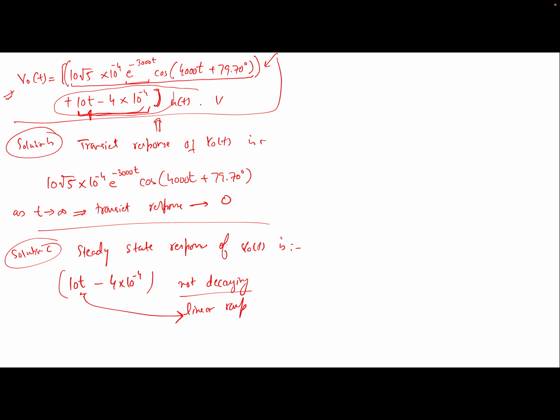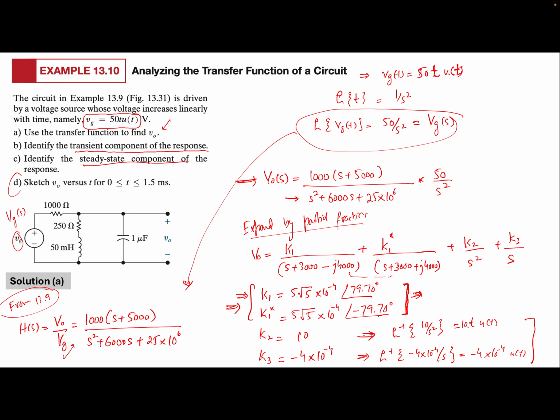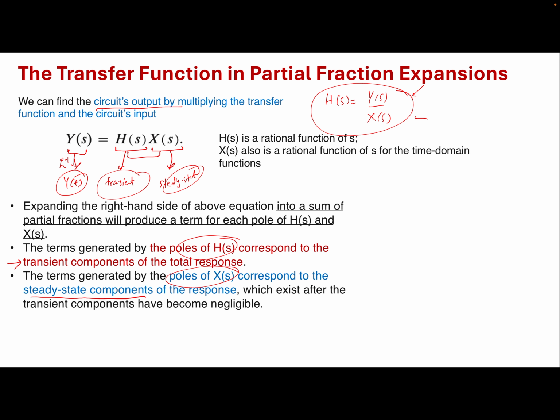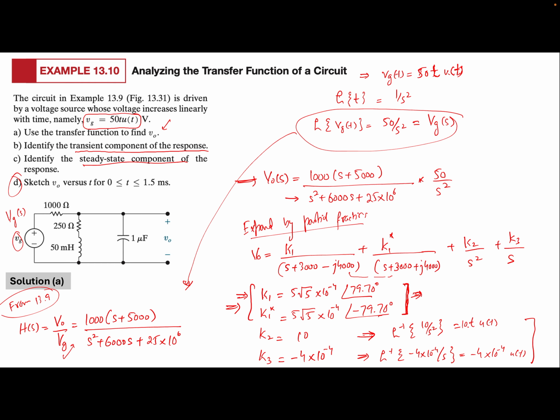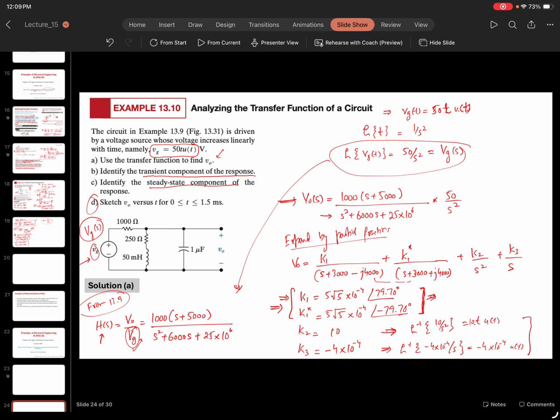One more important point before we do this D part, before I sketch this out. The important thing related to this concept: if your output is composed of the steady state plus a transient response, then the transient response is going to come from the transfer function, and the steady state response is going to come from the input poles. So there you go. This was your transfer function, and Vg was your input over here. When we converted Vg into Laplace transform, we got 50 over s square.